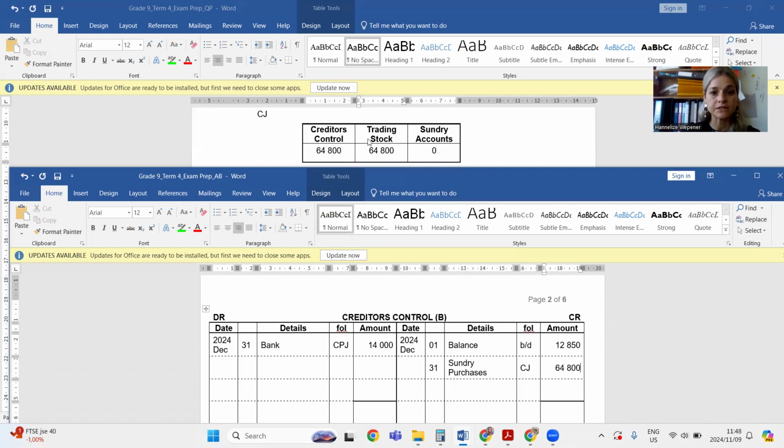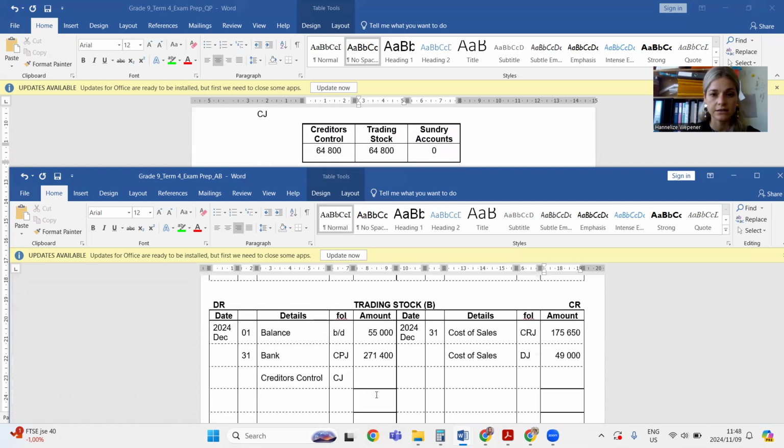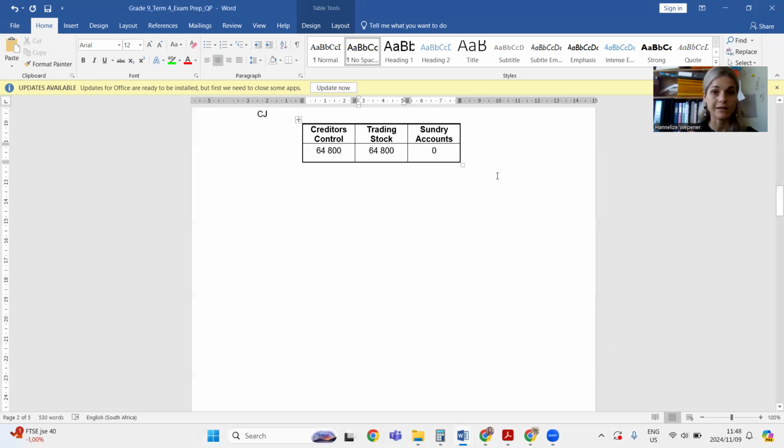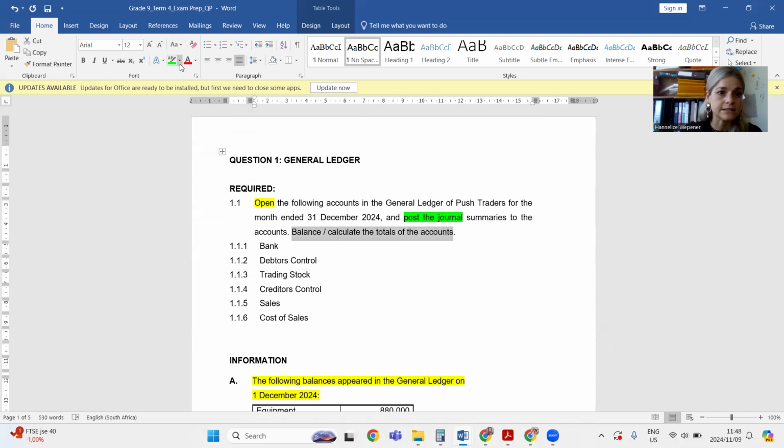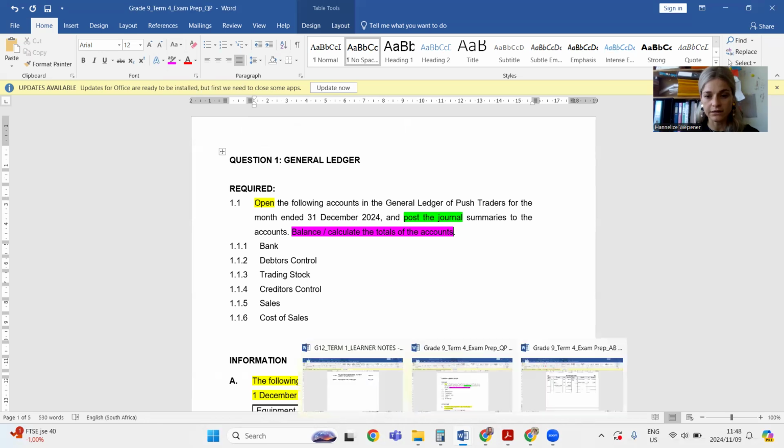And then we owe them because of trading stock that we purchased. So we go to the trading stock account. There we go. We owe them more because of more stock that we purchased. Okay, and that's all the information we have used. Then the last point there, that last sentence says that we must balance/calculate the totals of the accounts. In other words, balance our balance sheet section accounts and total our nominal accounts.